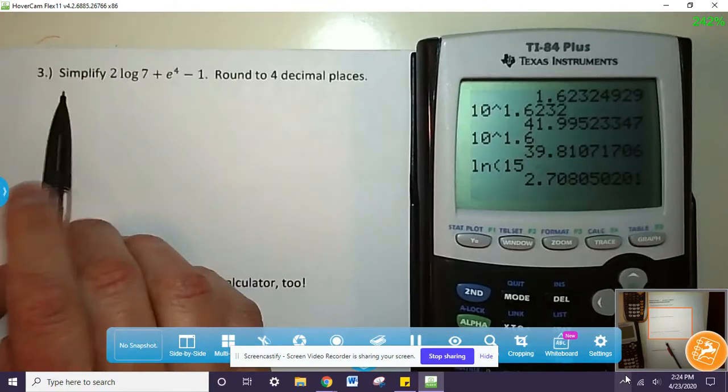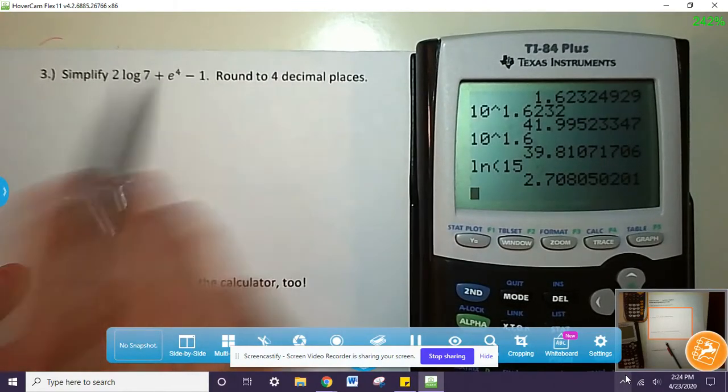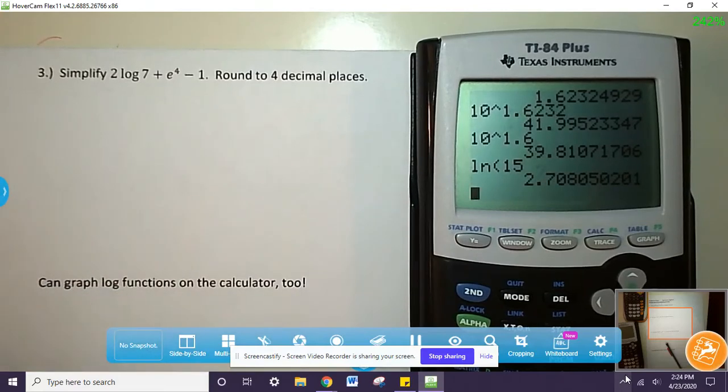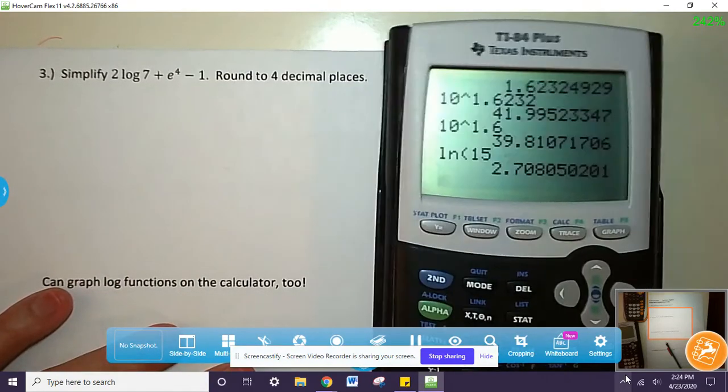Okay, the next one is this. If you printed out the handout, you can just follow along. If you didn't print out the handout, you want to write these down in your notebook. Just pause as needed and write them down, and then we'll get them in the calculator.